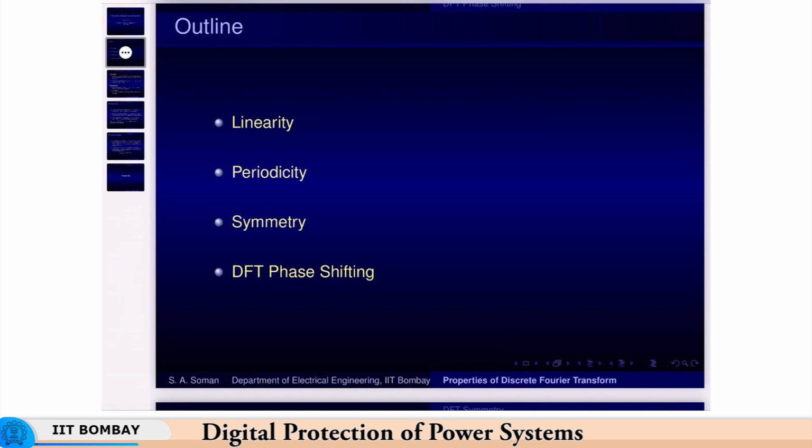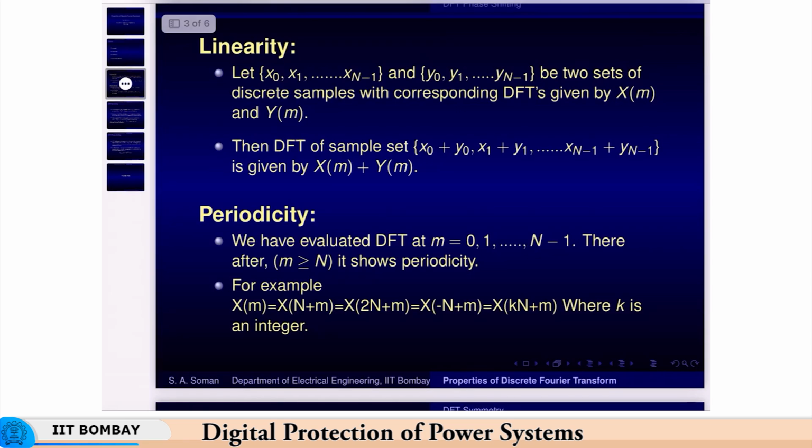In signal processing, those of you who have studied it may have seen many other properties also. They are of course valid, but for us these are the 3 or 4 properties that we will discuss. The first one is linearity, then periodicity, then DFT symmetry and phase shifting. Linearity is pretty straightforward. We will prove some or all of them, some of the proofs are very easy, single step kind of proofs, but we will go through them for the sake of completeness.